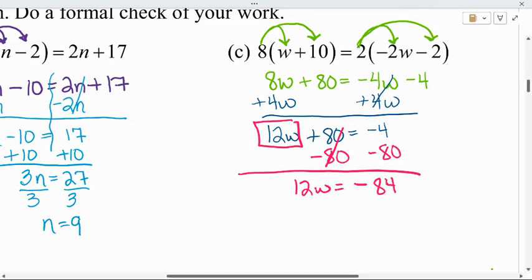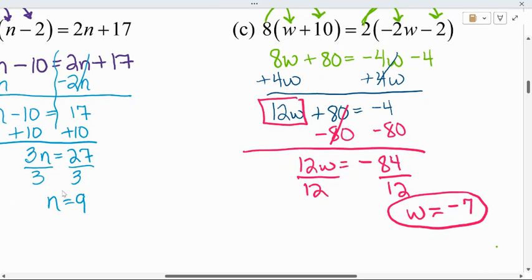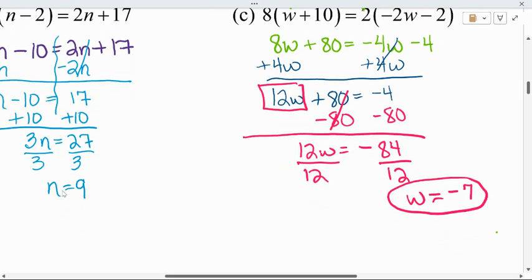Aiden, last step, what do you want to do? When I divide both sides by 12, what do I find out, Aiden? Negative 84 divided by 12 is negative 7.